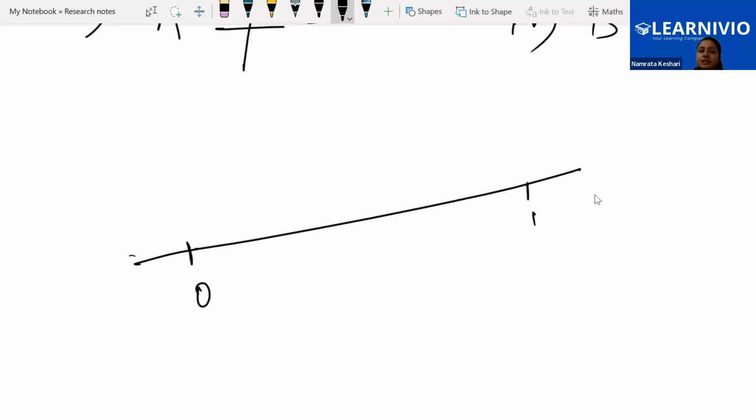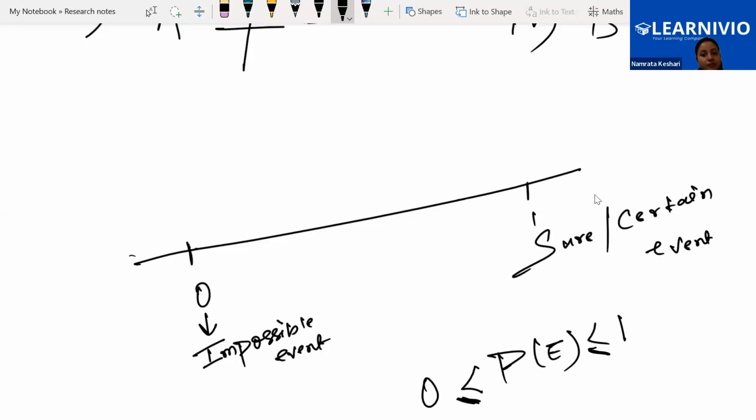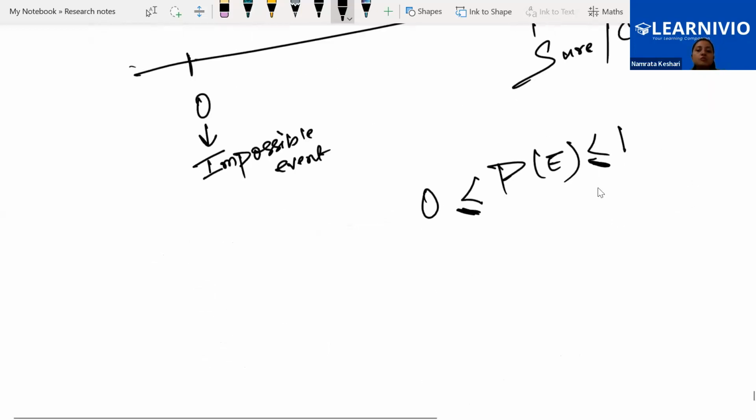We were discussing in the previous class that the probability of any event will always lie between 0 to 1. 0 means impossible event. 1 means sure or certain event. We also write it in this way, that probability of any event lies between 0 to 1. It can be either 0 or 1. This is how we can use the inequality sign.